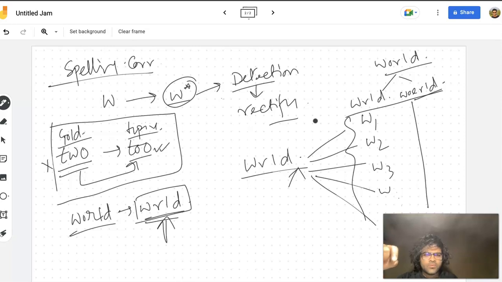But this is without seeing the context. This is just standalone error correction: given a word, correct it without seeing the context. Maybe in the sentence there are multiple other words before and after the word, but we are not considering the context to rectify it. We are just rectifying the word standalone.